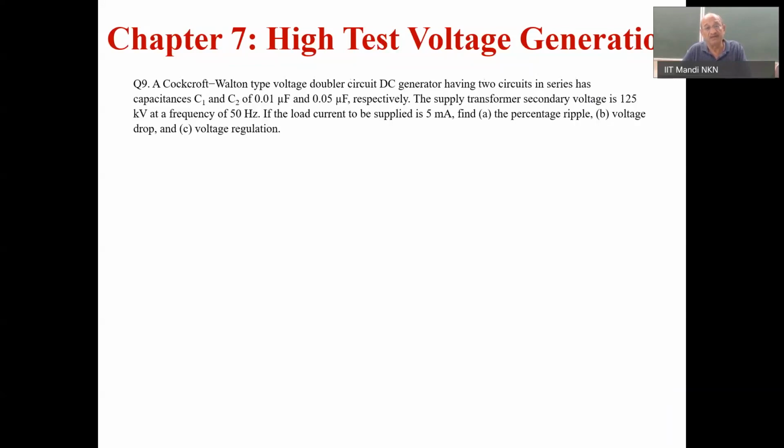We have also learned that in spite of the smoothing capacitor, over the AC power frequency cycle there will be a dip in the output voltage, and so you have to find the percentage ripple in the DC output voltage, the magnitude of the voltage drop, and also the voltage regulation.